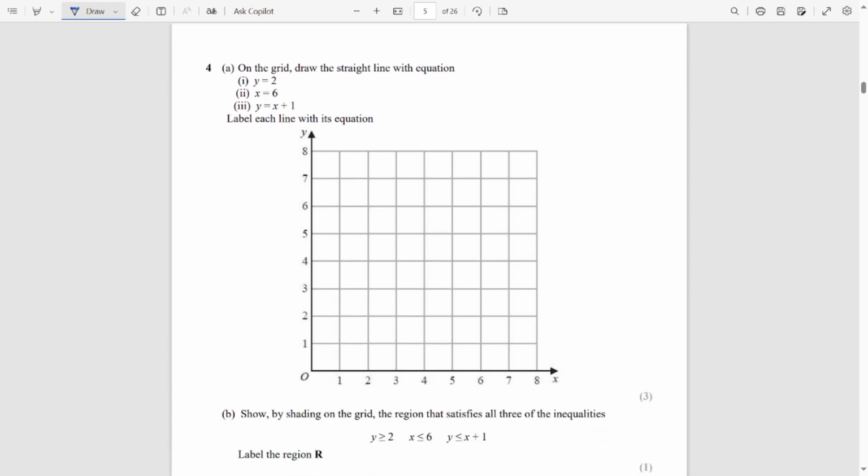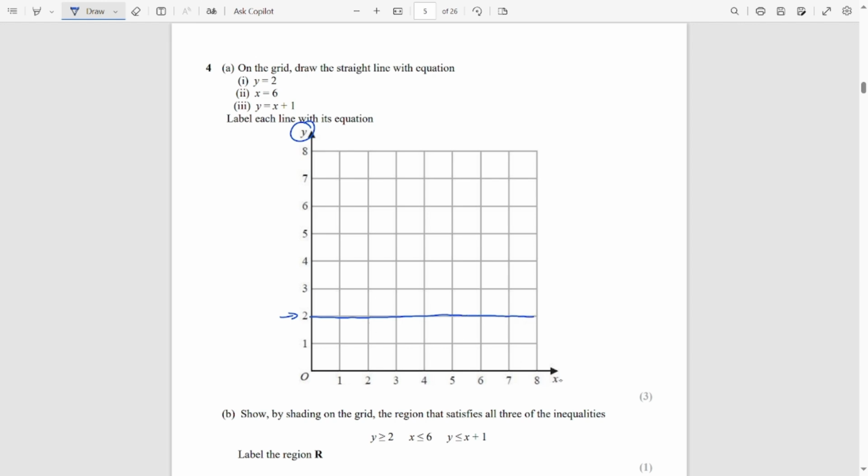Okay, now we have some inequalities here. So first of all, they've asked us to draw these lines out. So y is equal to 2. Be careful here. You look for the y-axis, which is this one. We go down until we find 2, which is here. And then I draw a line across there. So y is always 2. X can be any number.